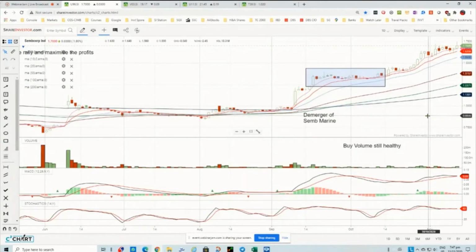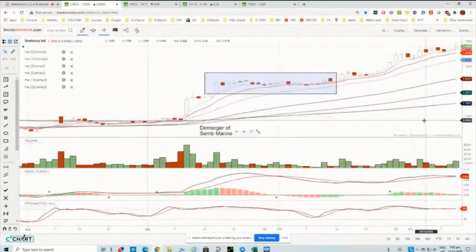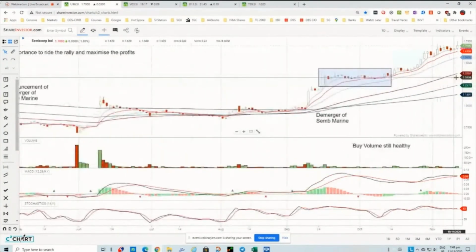So that's how, using my methodology, I stayed on with the share. I took some profit because of certain indications that I see around here, but I'm still holding on to the balance of the share, which I'm quite happy with.